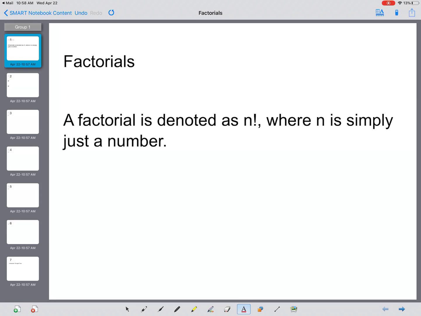Today we are going to look at factorials. I do apologize if my screen looks different. I'm on my iPad now. We'll see how this goes compared to my computer.